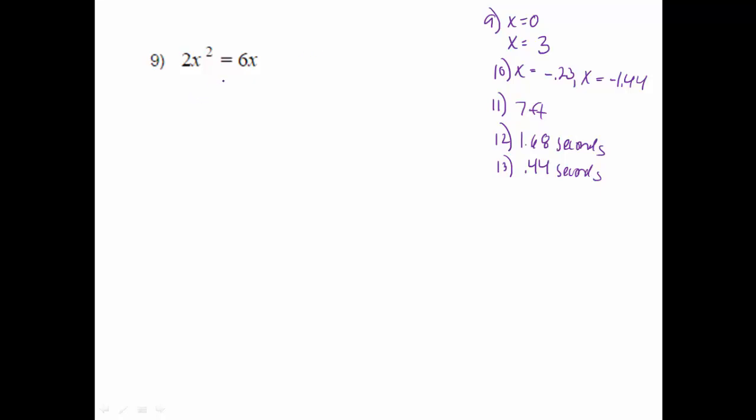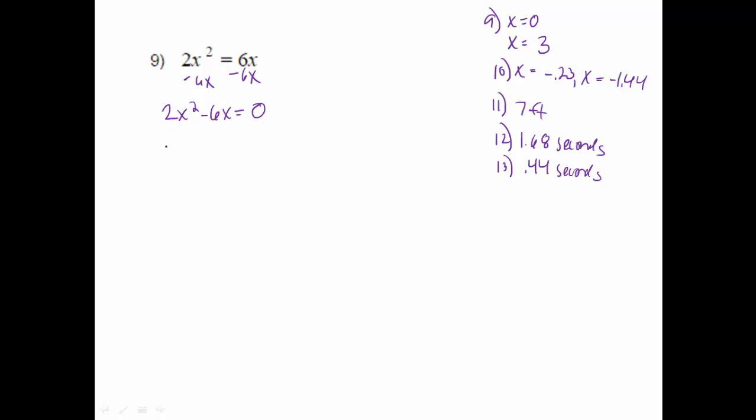All right, number 9, I'm going to either solve by factoring or the quadratic formula, but in order to do that, it does not equal 0, so we're going to first of all subtract 6x from both sides. And if I keep this in standard form, it will be 2x squared minus 6x equals 0. Okay, and then from here, I'm going to do factoring, but I will do the quadratic formula in just a minute, so fast forward if you need me to.